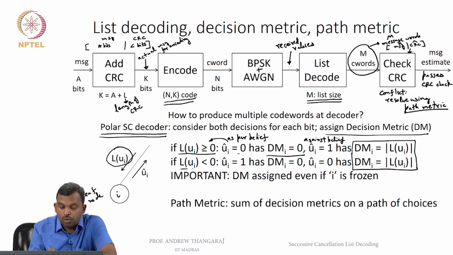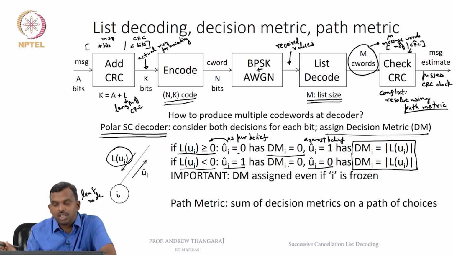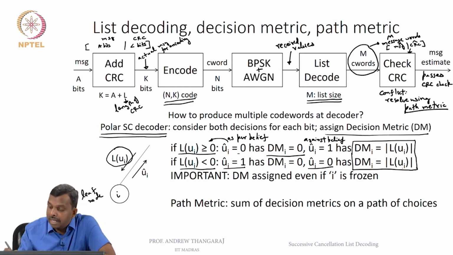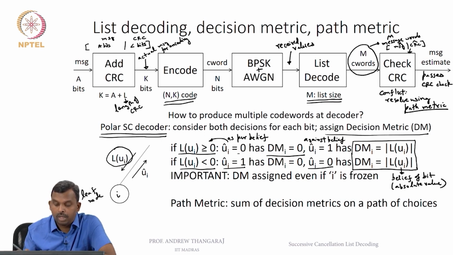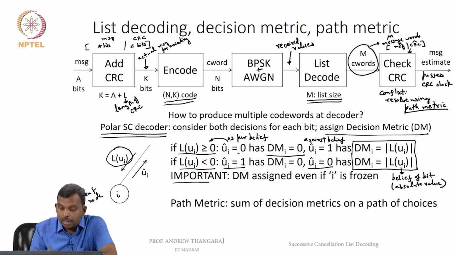Same thing happens here. If L of ui is less than 0, this is as per belief, this is against belief. When it is as per belief, you put a decision metric of 0, you do not penalize yourself on that path, but on the path when you made an opposite decision, you penalize yourself. And what is the penalty? Penalty is the belief of the bit, absolute value. Okay. So, the critical thing to realize is, this is an important fact when you do this decision metrics.